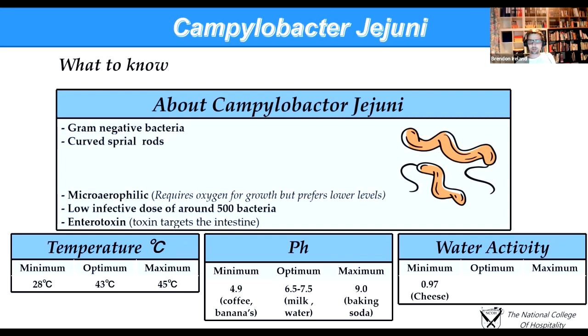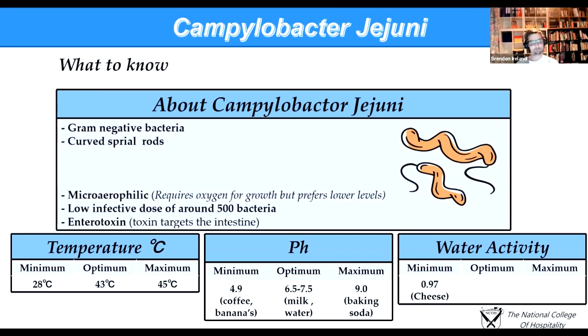One of the things that I've really gone down to is its low infective dose of around 500 bacteria. Anybody that understands microbiology understands that 500 is next to nothing in terms of bacteria, when we look at things like Salmonella and Staphylococcus, which require hundreds of thousands of bacteria to cause illness. Now, it has a toxin, an enterotoxin, and the toxin itself targets the intestine. So once it goes into the system, it waits and then targets the intestinal system.